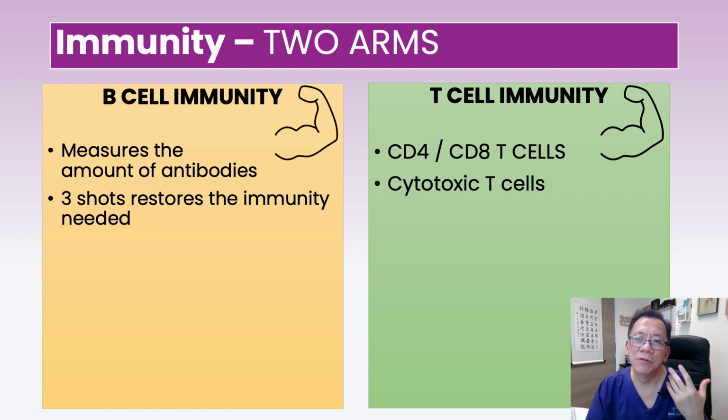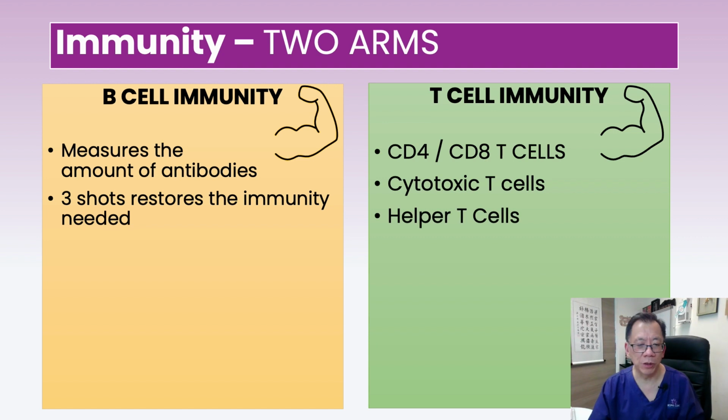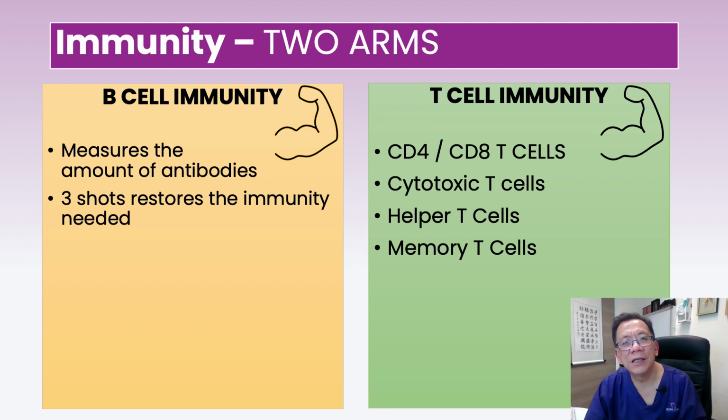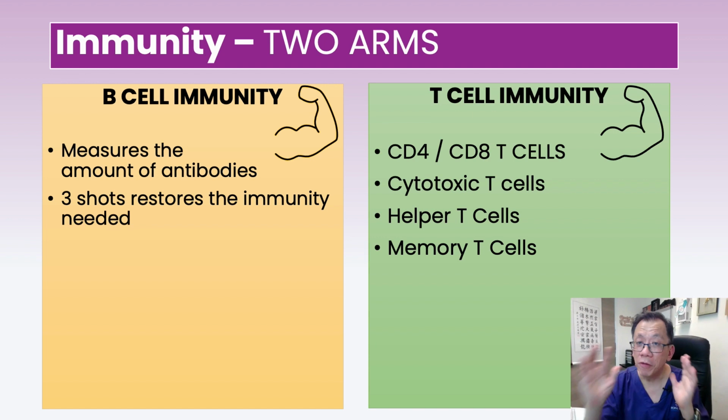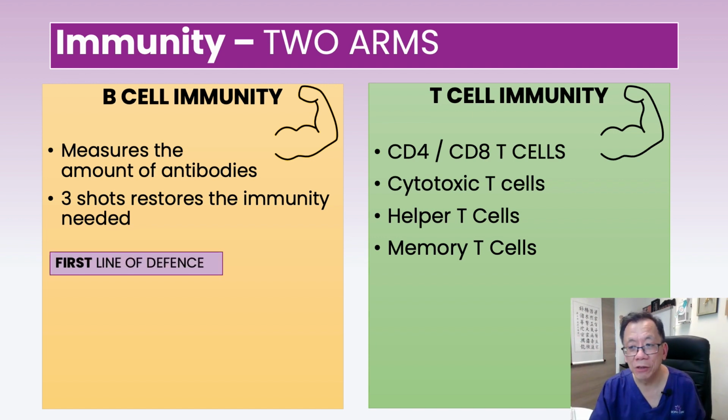In fact, there are many recent studies which suggest that the mutational changes in the Omicron strains do not affect the T cells, and the T cells are still working. In short, B cell immunity determines if infection occurs, and the T cell immunity determines the severity of illness. So both have their roles and both are equally important.